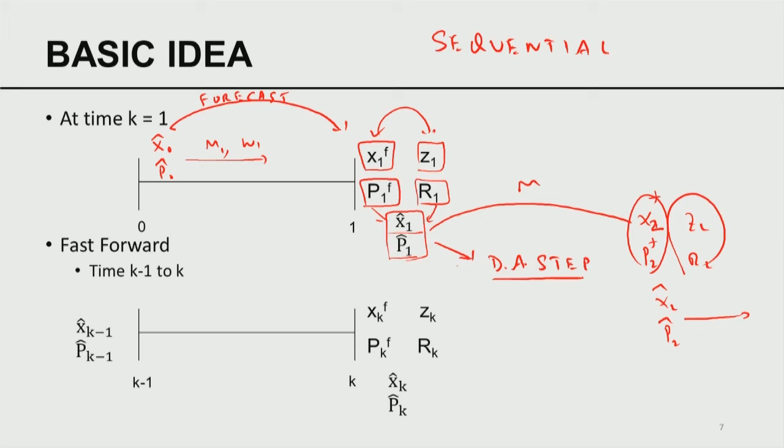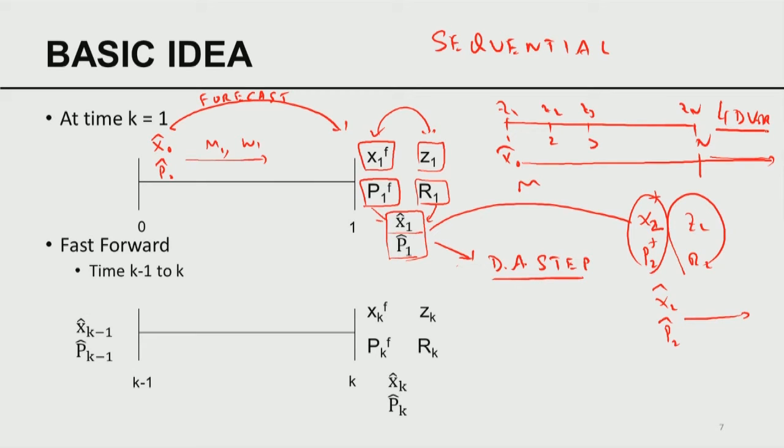I think it is better to remind ourselves what we do in 4DVAR. In 4DVAR we first decide a time horizon n. We get observations z1, z2, z3, up to zn. We get all the observations, then we try to fit all of them to decide the best initial condition. Once we decide the best initial condition, we run the model forward. Anything beyond n is called the forecast. That is what we do in 4DVAR. In sequential, we never look back. We keep only going forward. Sequential data assimilation is exactly what is being practiced in all forecast centers of the world these days.